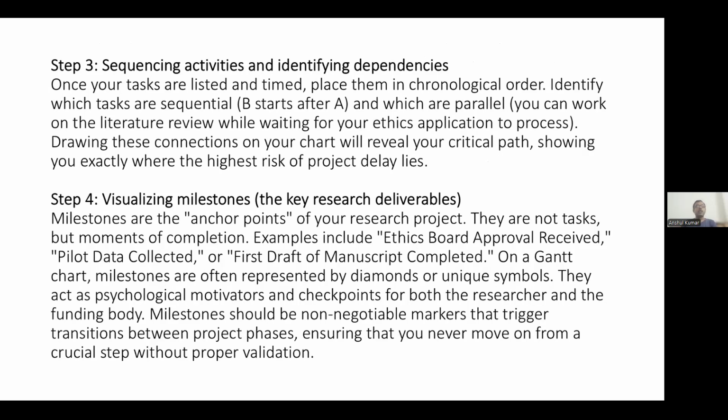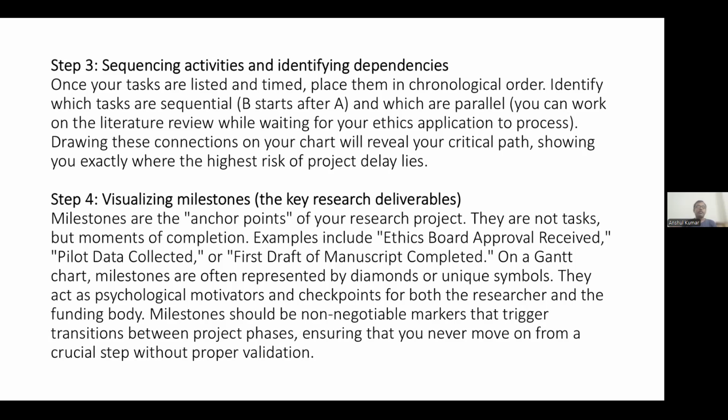Next is sequencing activities and identifying dependencies. Once our tasks are listed in time, place them in chronological order, and identify which tasks are sequential and which are parallel. Drawing these connections on our chart will reveal our critical path, showing exactly where the highest research project delay lies.